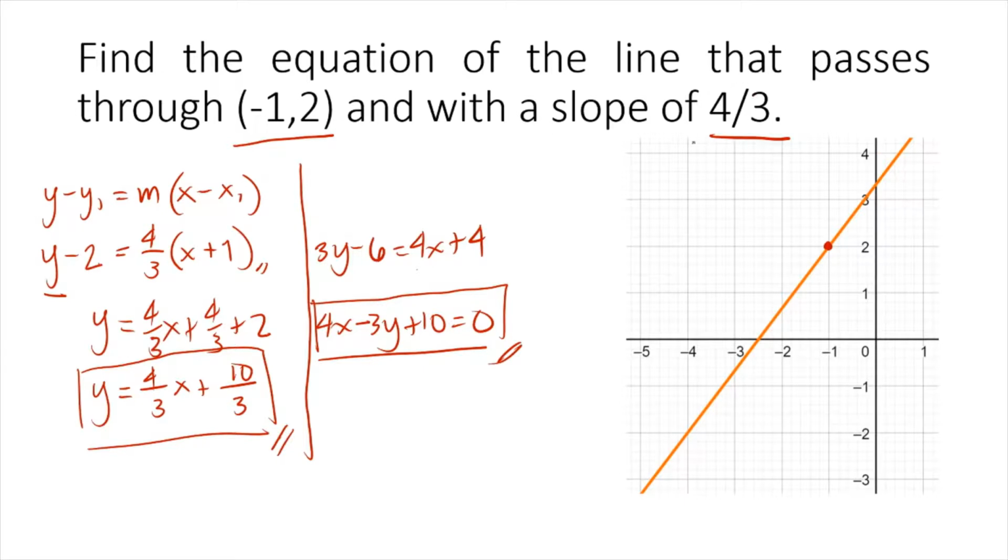Now, since the slope is 4/3, it can be expressed as positive 4 over positive 3, or negative 4 over negative 3. Either way, it's equivalent to 4 over 3. So from point (-1, 2), we can go up 4 units and then go to the right 3 units, or we can go down 4 units and then go to the left 3 units. So let's say we go downward 4 units, 1, 2, 3, and then 4, and then go to the left 3 units, 1, 2, and then 3.